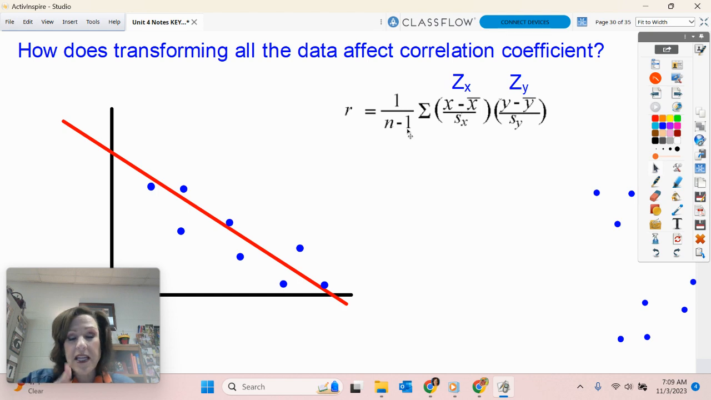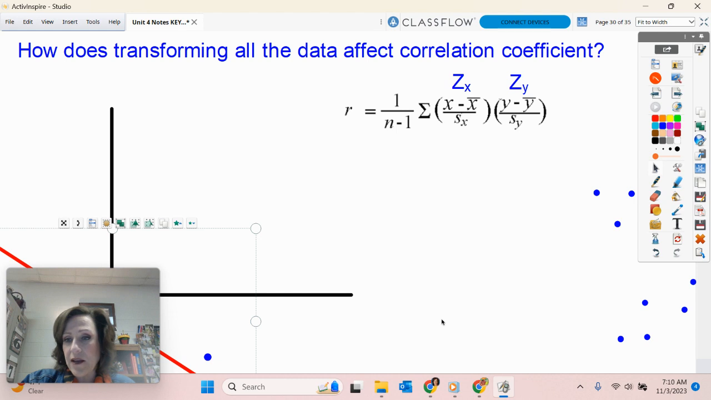So multiplication does not impact the correlation either. Now, how about switching the x variable and the y variable? That one's a little harder to think through. So I want to demonstrate that. If I move this out of the way, let's go ahead and do that for a second.